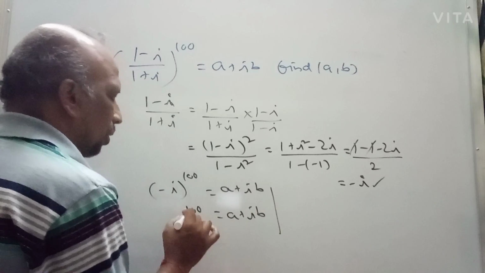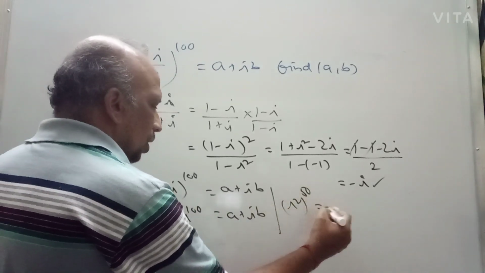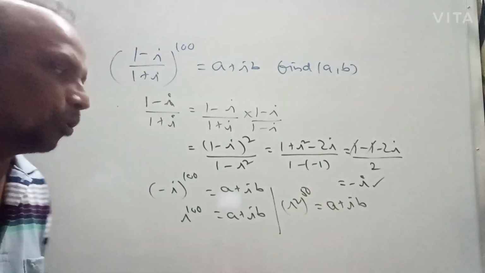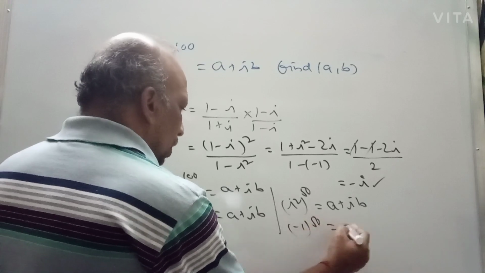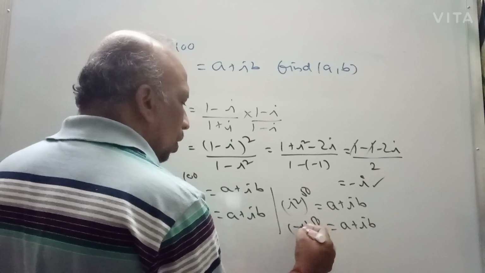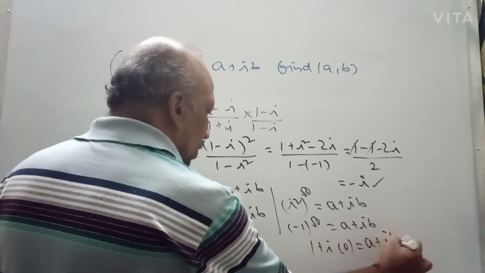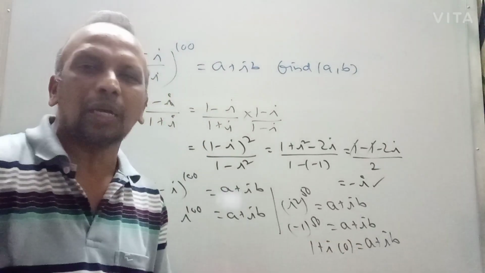Now you can think here, i power 100 means i square whole power 50 is equal to a plus ib, right? i square is minus 1, whole power 50. When I have taken minus 1 whole power 50 equal to a plus ib, this will be 1. You will get 1 only, I can write 1 plus i into 0 equal to a plus ib.